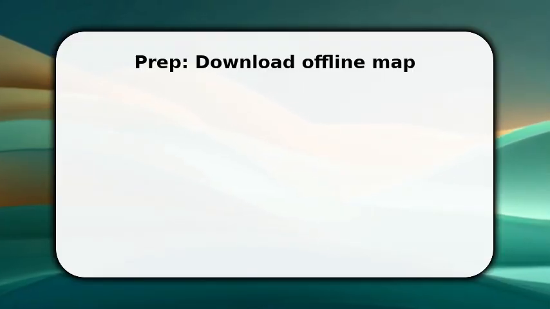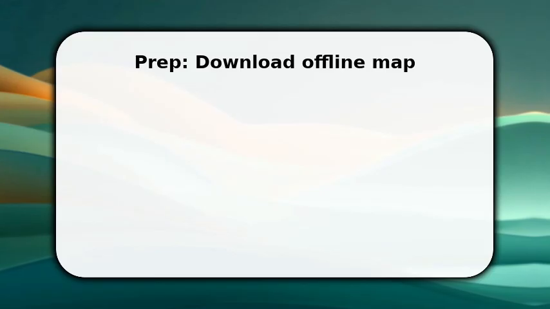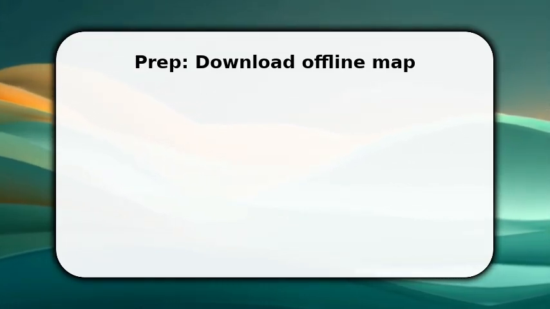You start by preparing before takeoff. Open Google Maps and download the map area you'll need. Once done, select the region, tap Download, and verify the saved file shows under Offline Maps.